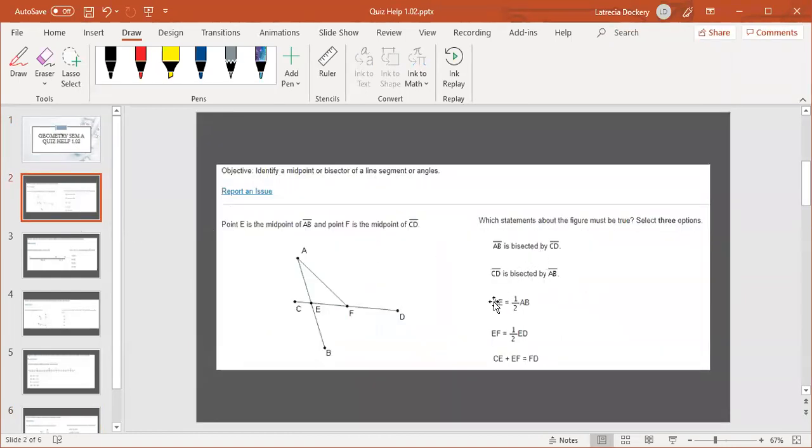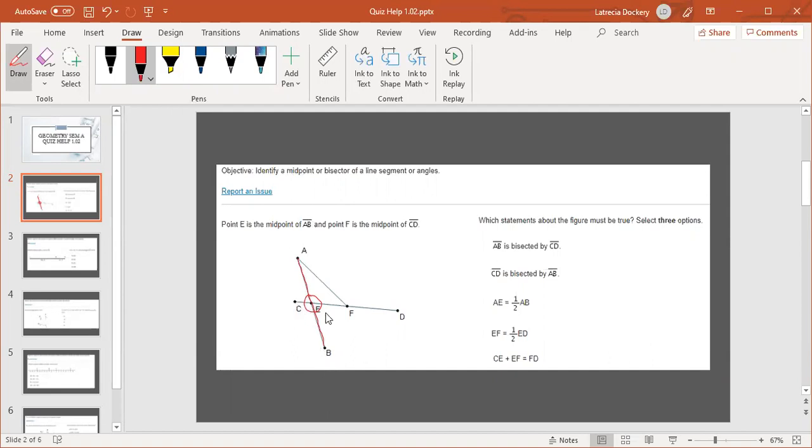The first one says point E is the midpoint of AB and point F is the midpoint of CD. All right, let's look at this just a moment. Okay, I like to use some color here. Let's try to highlight these a little bit. All right, here's AB. And it's telling you that E is the midpoint. Okay, so that also tells us that AE is equal to EB. Okay, if that's the midpoint.